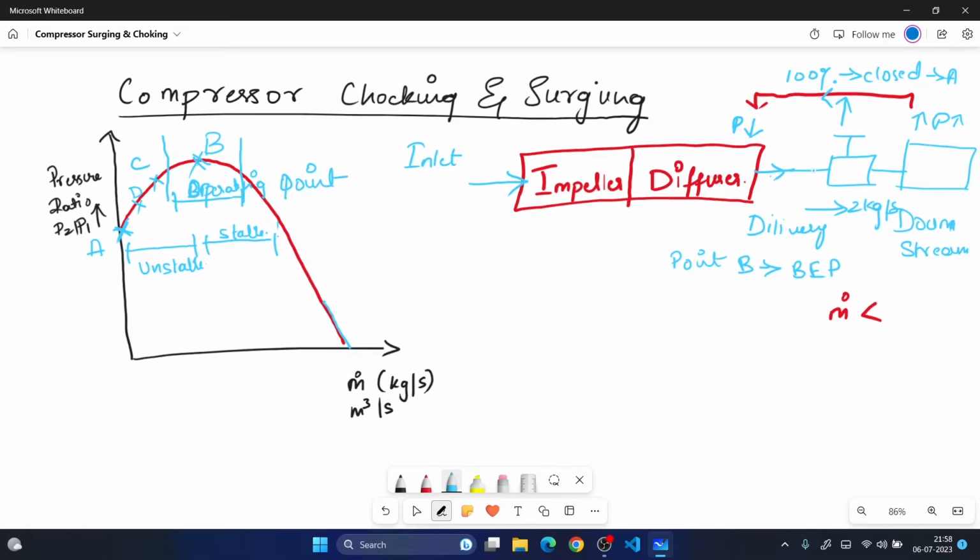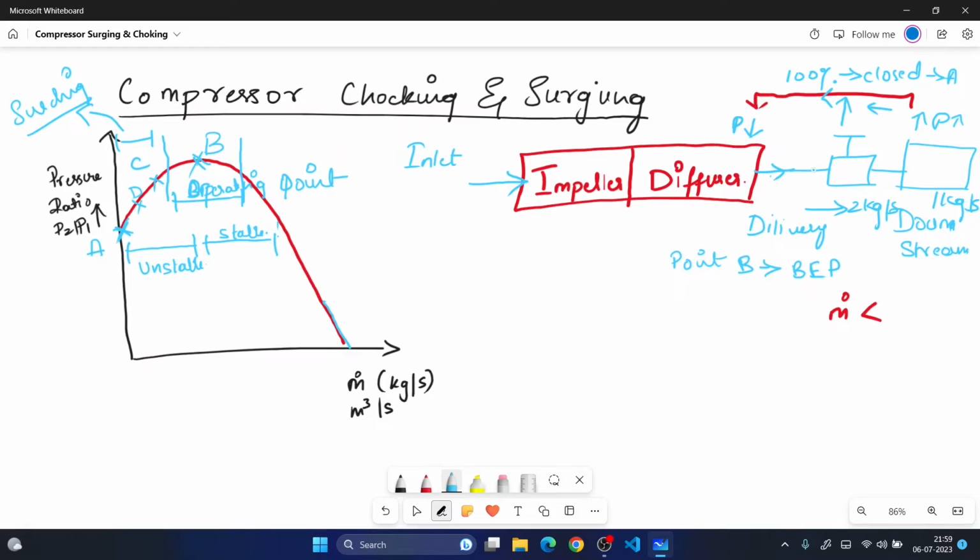So what happens is, when I am sending it at 2 kg, but I am receiving it at 1, from the downstream I will be getting to the diffuser at 1 kg per second. Okay, so what happens to the net mass flow rate? Initially it was 2 kgs, but now it has been reduced to 1. So this cycle will continue again and again. Okay, so this is called surging. It is a very dangerous phenomenon.